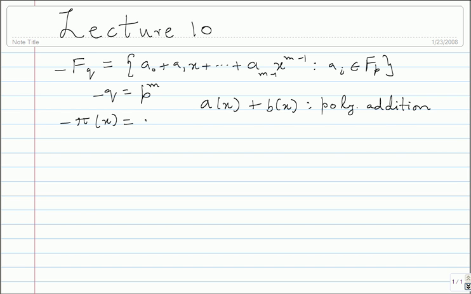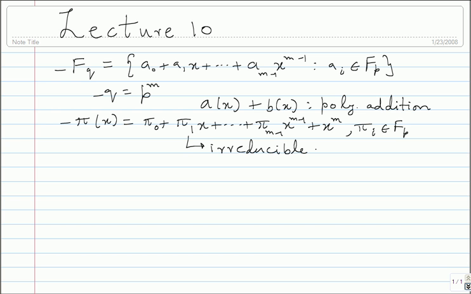Okay, so pi of x is say some pi 0 plus pi 1 x plus so on till pi m minus 1 x to the power m minus 1, then I'll write x power m. So this is an irreducible polynomial. Where do the pi i's come from? The pi i's come from Fp, and this polynomial has to be irreducible.